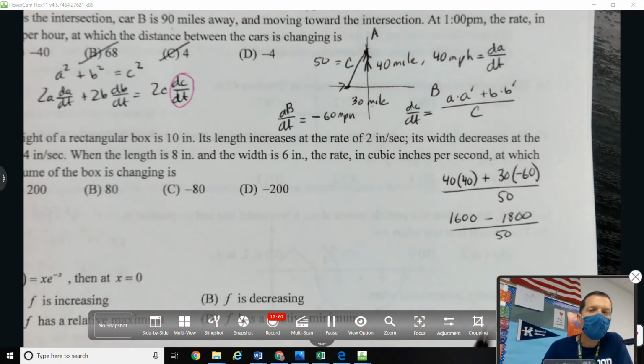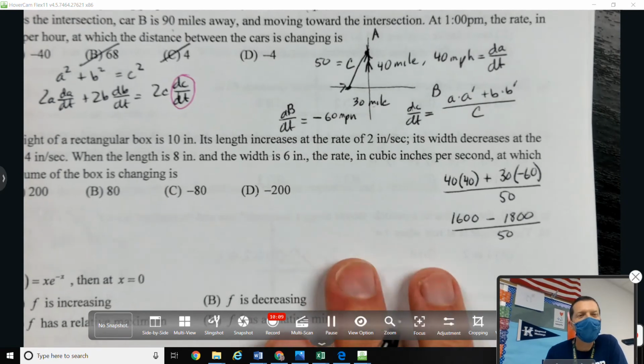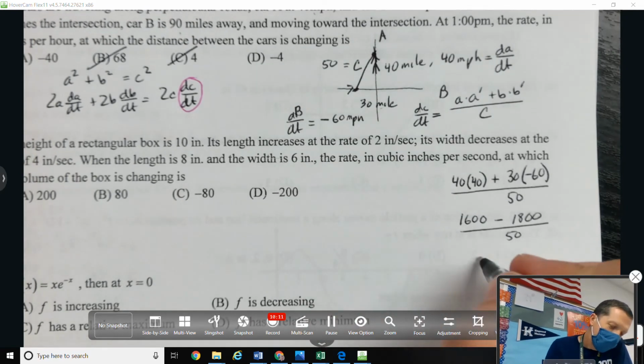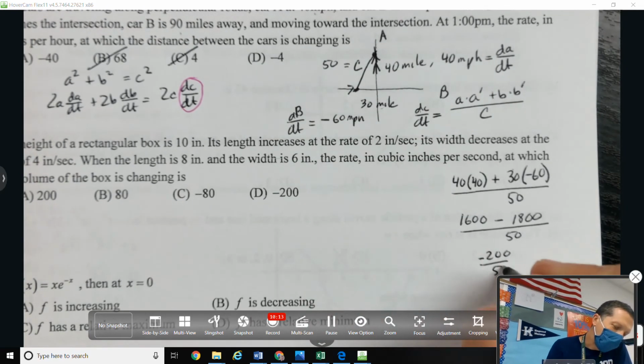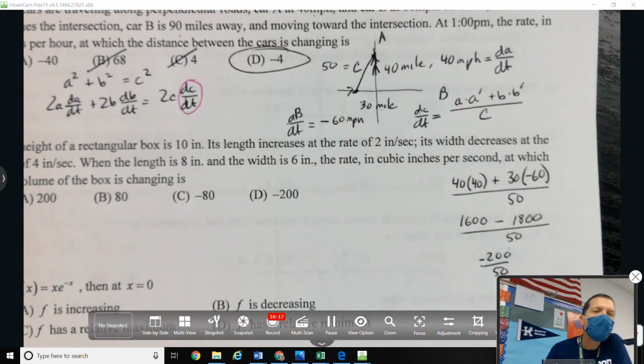Which means it's only a matter of whether we get our decimal right. So negative 200 divided by 50? It is negative 4. Oh, for the love. Come on. I'm just right, but I have it also. Oh, I didn't write it.